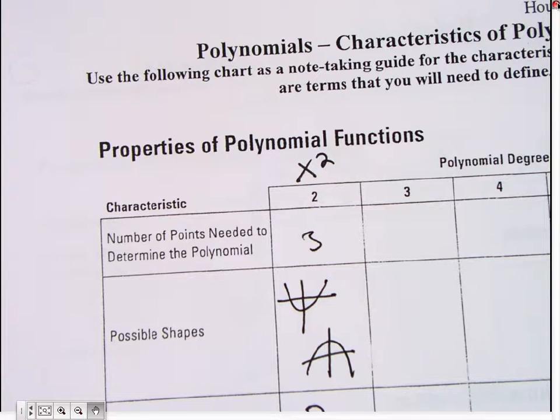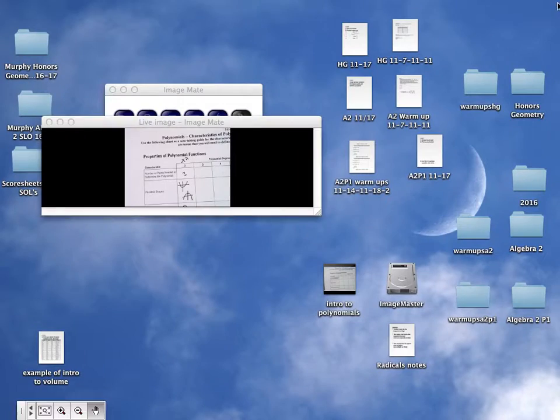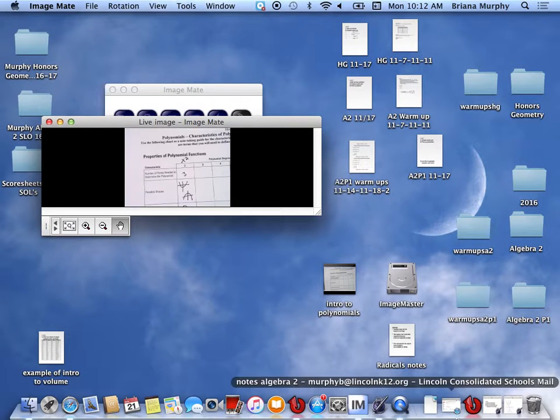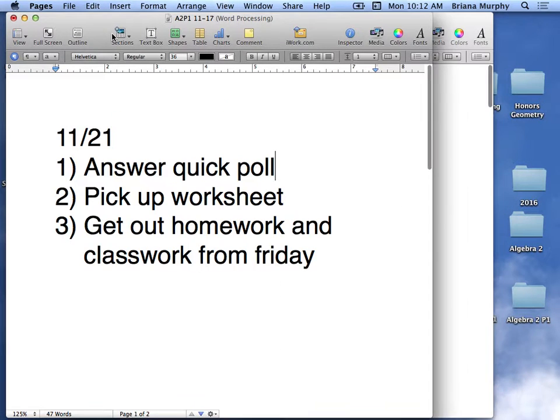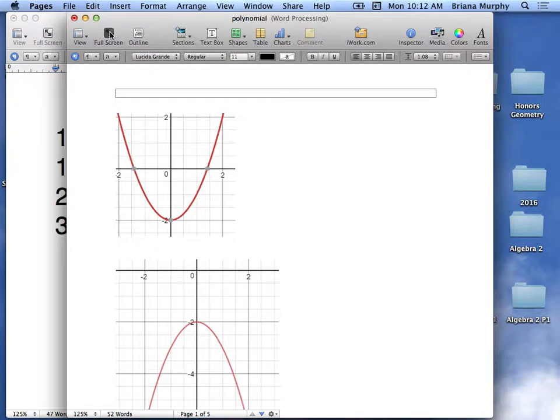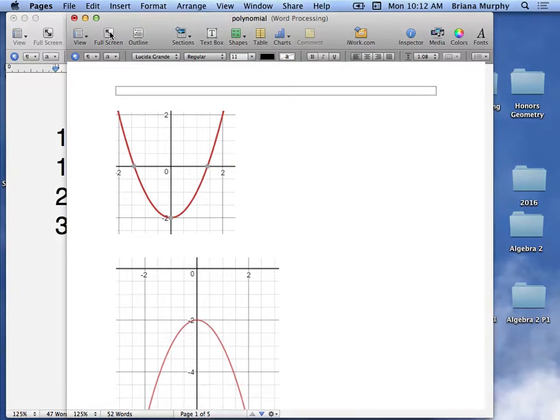You might want to also have a separate sheet of paper to kind of sketch these graphs that I'm going to give you. Okay. All right, here we go.